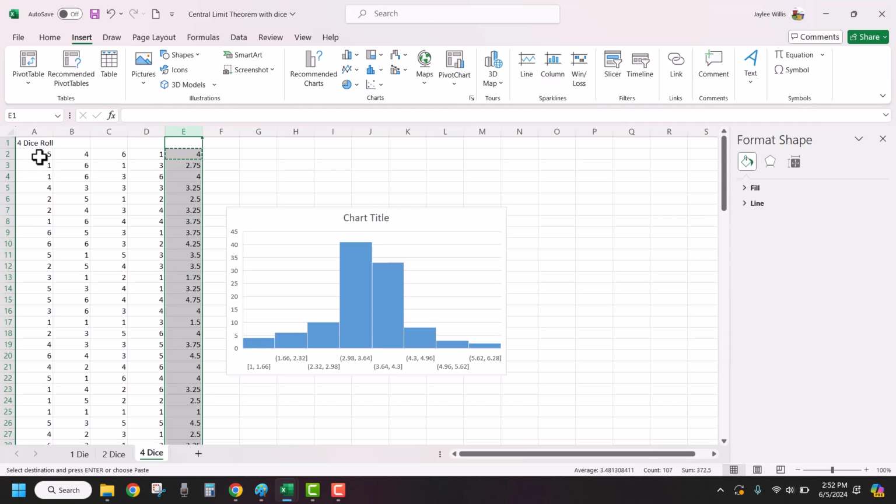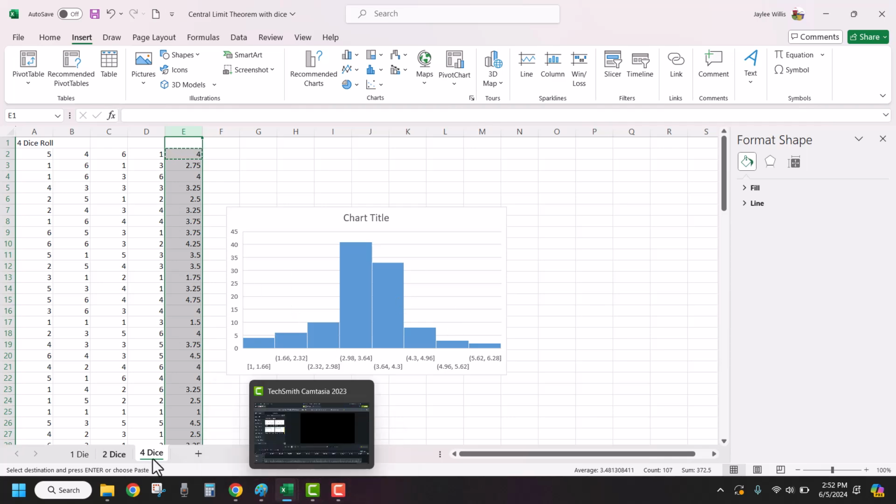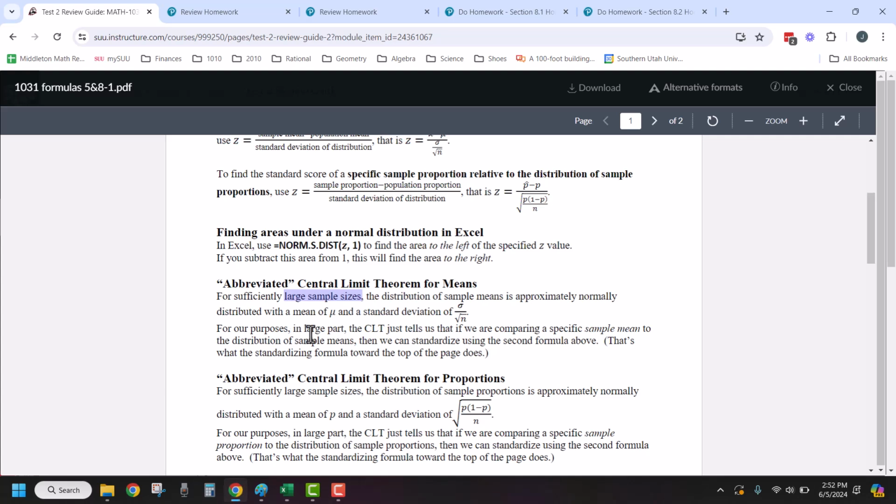If you roll the dice like 20 times each and average that, it would be even more normally distributed. But if you have sufficiently large sample sizes, the distribution of sample means, meaning that you're finding the mean of 4 dice rolls or 20 dice rolls or however many times they roll them to average them, then it's approximately normally distributed, and the mean of the sample means is going to be close to the population mean.